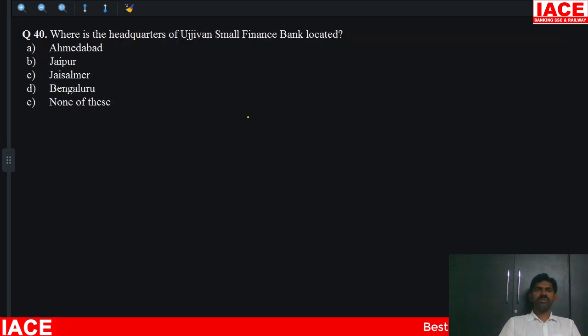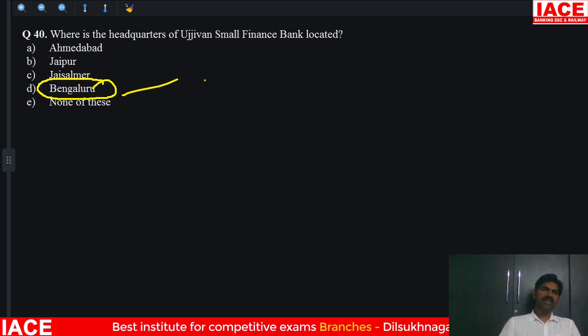Where is the headquarters of Ujjivan Small Finance Bank located? The headquarters is present in Koramangala, in Bengaluru. So in Bengaluru there is a place called Koramangala, and there is the headquarters of Ujjivan Small Finance Bank.